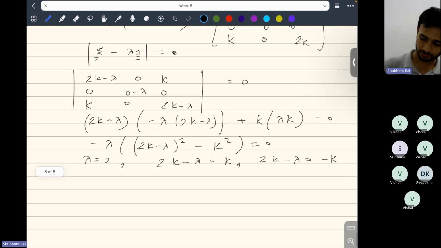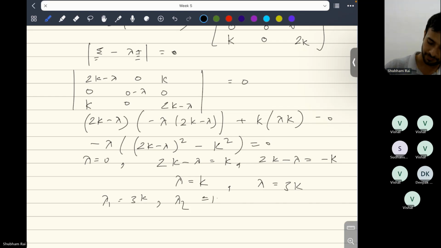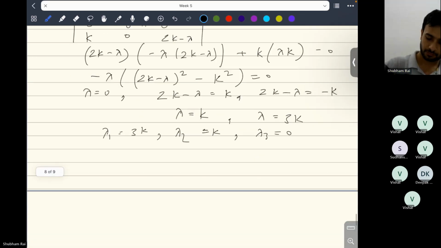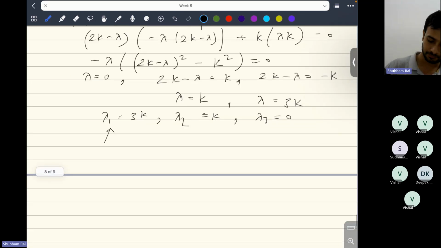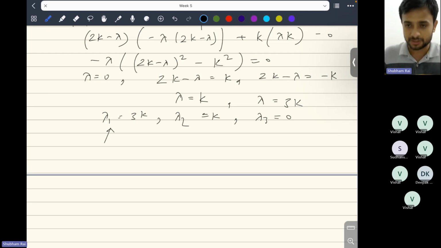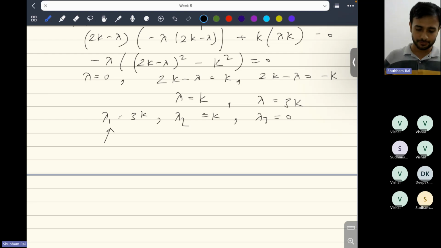Okay, so from here, what will you get? You will get lambda is equal to k, and from here, you will get lambda is equal to 3k. The maximum value is lambda equal to 3k. So you can just say that lambda 1 is equal to 3k. This is the maximum value. Lambda 2 is equal to k, and the third principal component will be 0. So this is the maximum value of the principal strain tensor, I mean the maximum principal value of the strain tensor. So that's why this will be the maximum unit elongation.